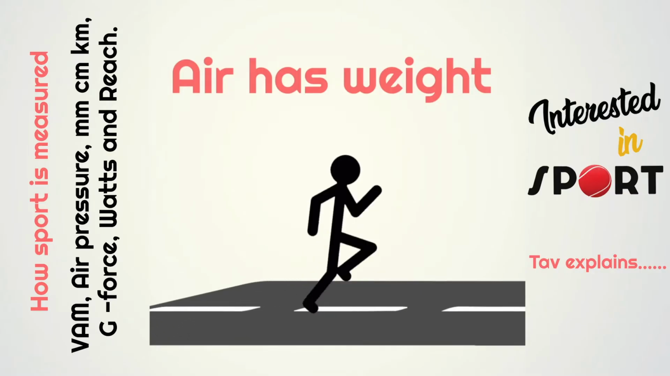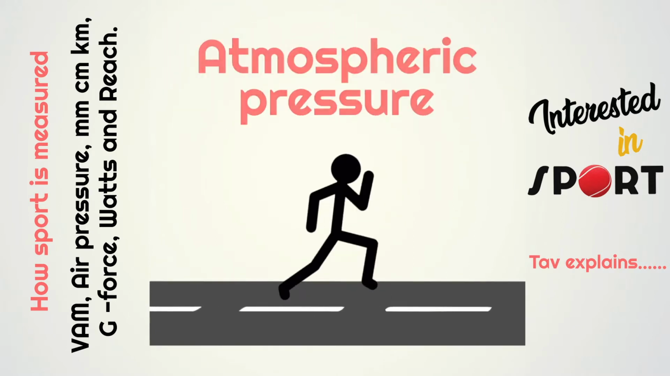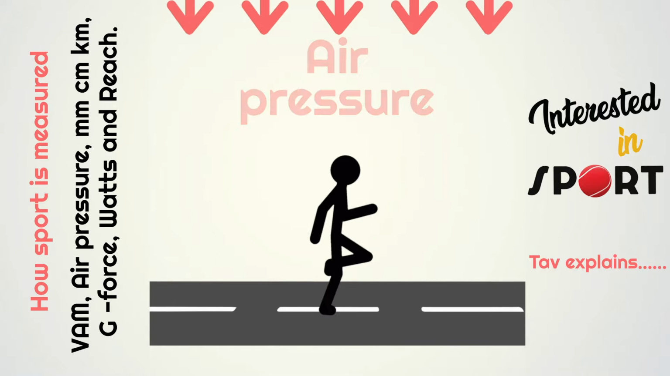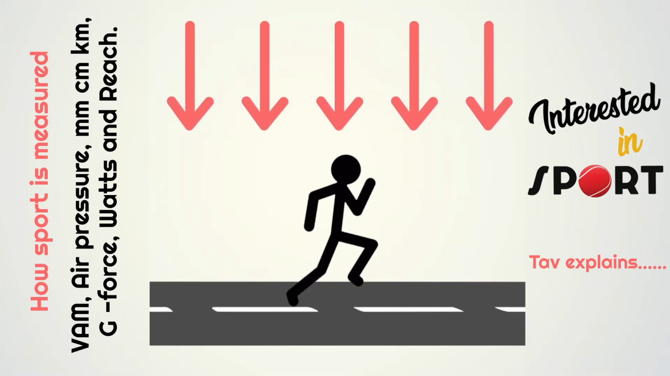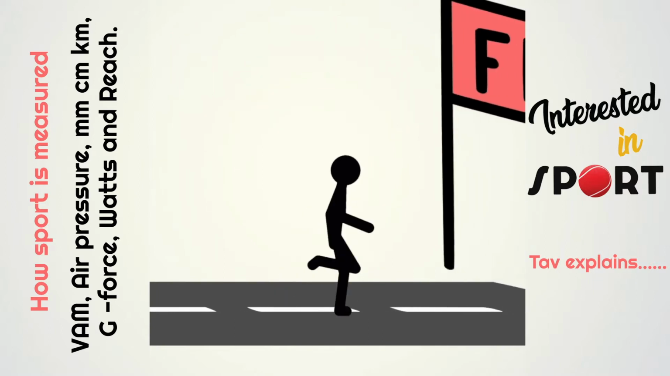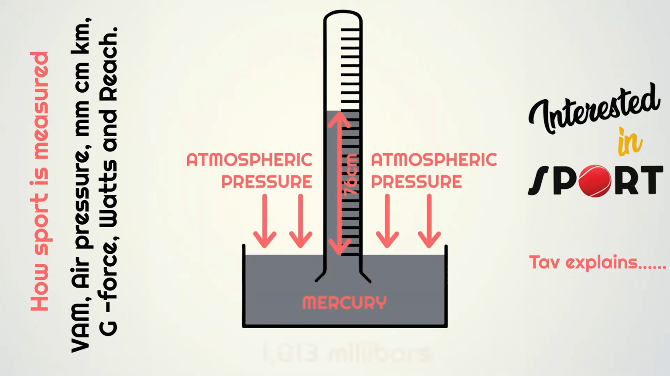The air around you has weight, and it presses against everything it touches. That pressure is called atmospheric pressure, or air pressure. It is the force exerted on a surface by the air above it as gravity pulls it to Earth. An atmosphere is a unit of measurement equal to the average air pressure at sea level at a temperature of 15 degrees Celsius. One atmosphere is 1013 millibars, or 760 millimeters of mercury.